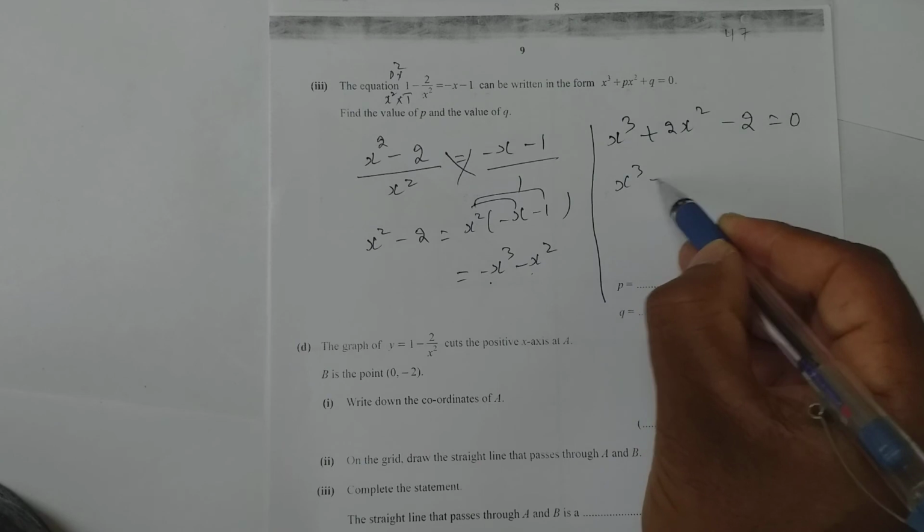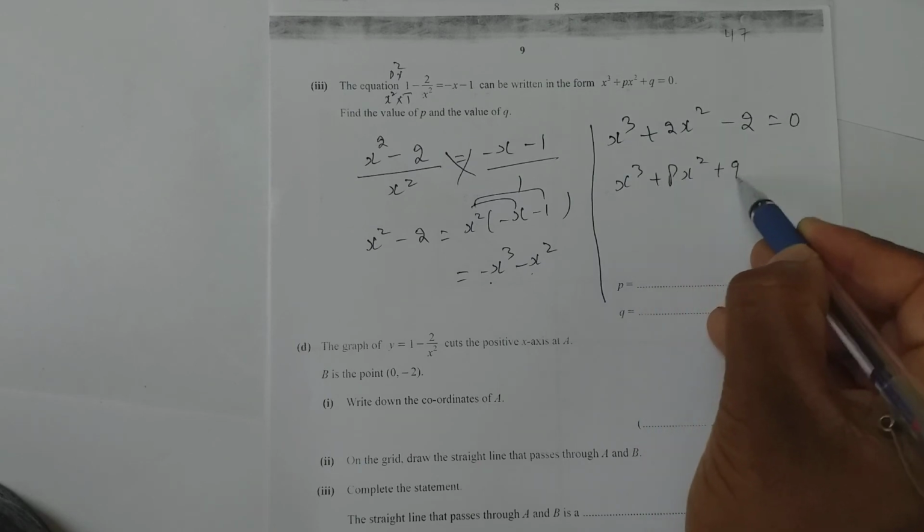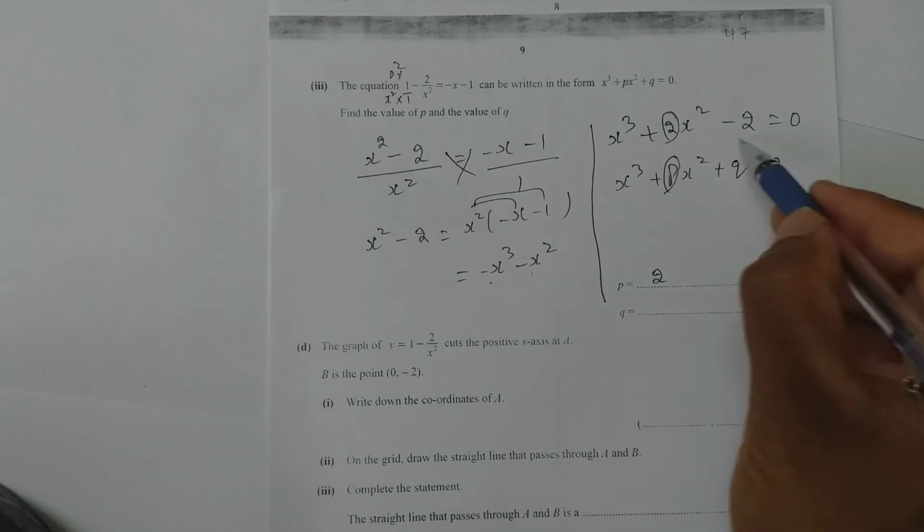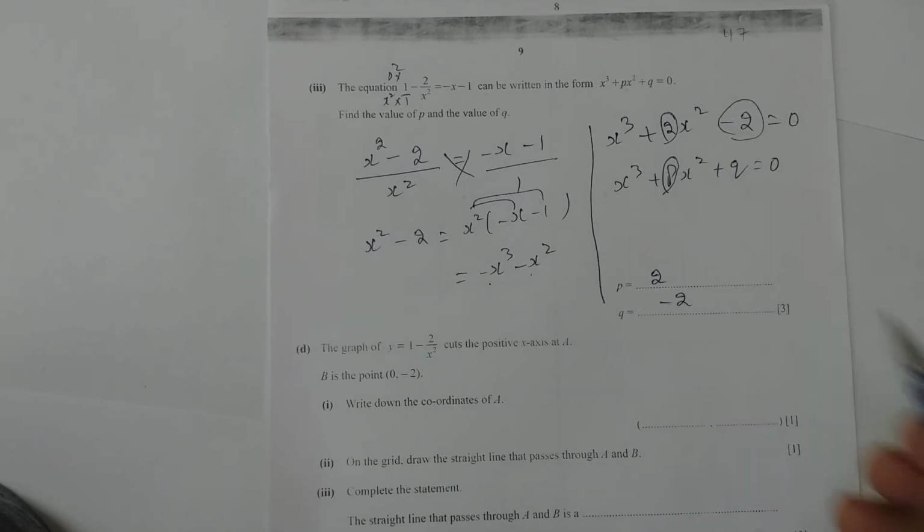Compare it with x cube plus px square plus q equal to 0. So the p value is 2. The q value is minus 2. So that is the answer.